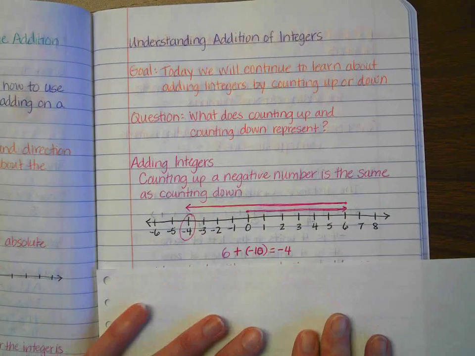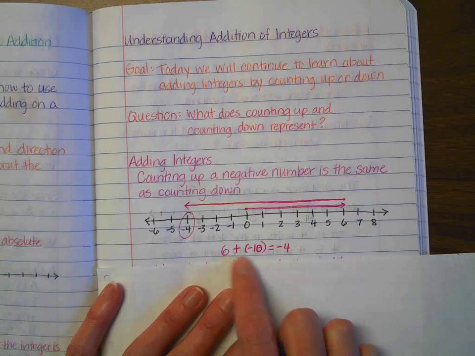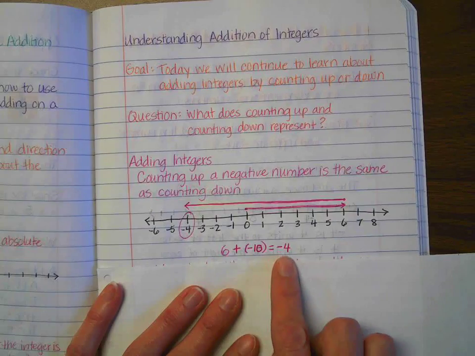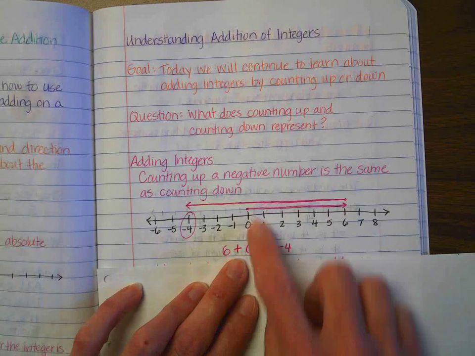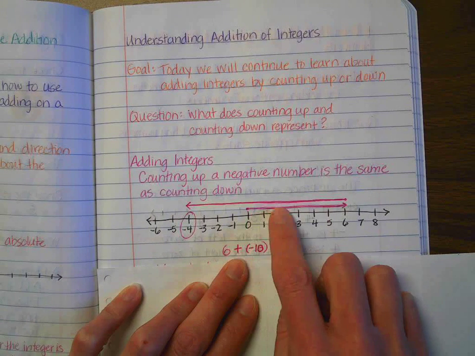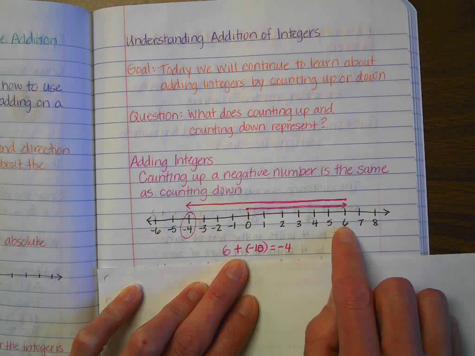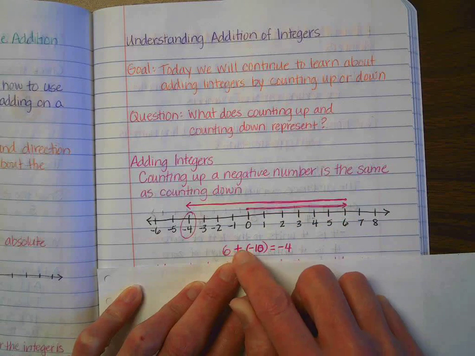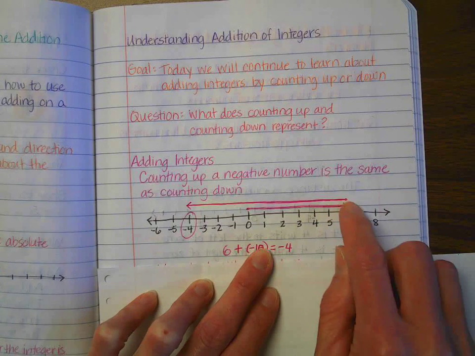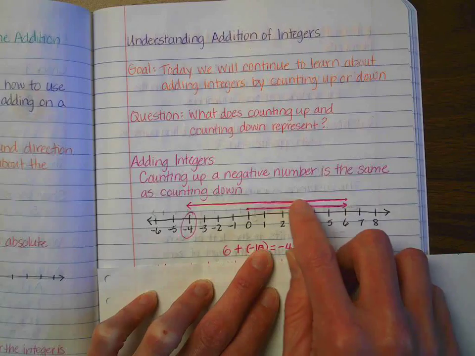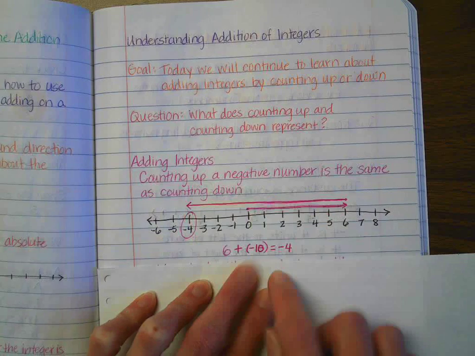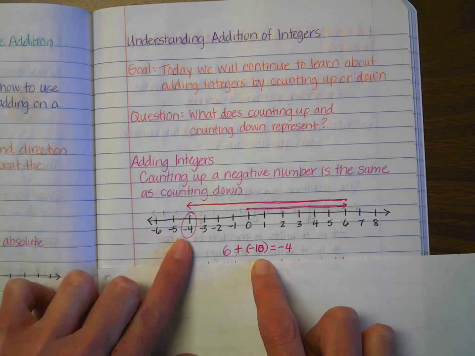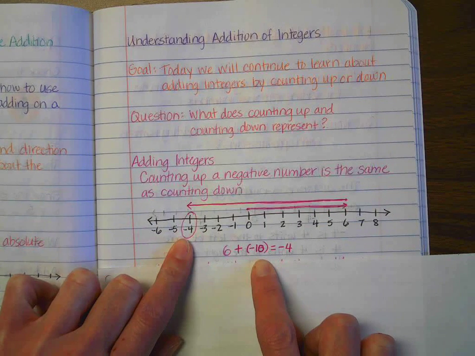Okay, so here's it written out. So we have 6 plus a negative 10 equals negative 4, because that's where the arrow stopped. So again, let's try it. So start at 0, 1, 2, 3, 4, 5, 6. So we get to 6. Then we add a negative 10. So we go 1, 2, 3, 4, 5, 6, 7, 8, 9, 10. So we added a negative 10. And when we stopped, we ended up on negative 4.